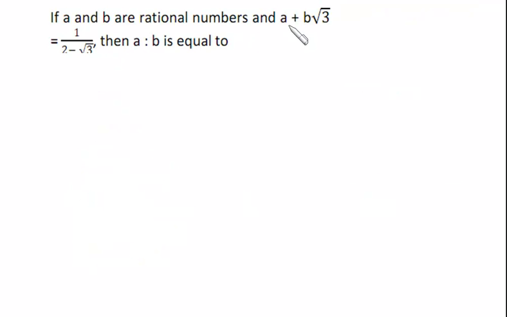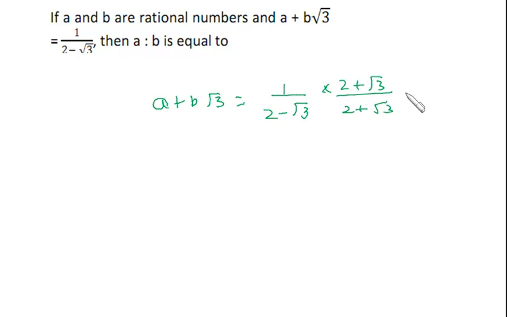A and b are rational numbers such that a plus b root 3 is 1 upon 2 minus root 3, then a is to b is equal to. Now it's very simple. A plus b root 3 is equal to 1 upon 2 minus root 3, right? Now what you can do is you just rationalize it. Whenever you see an irrational expression in the denominator, first thing you do is just rationalize it. So it is 2 plus root 3, and here in the denominator it will be a minus b into a plus b format, so it is 4 minus 3, that's 1, right?